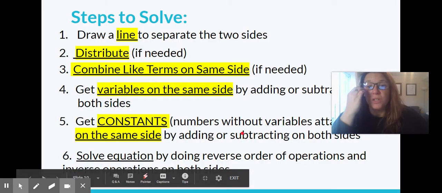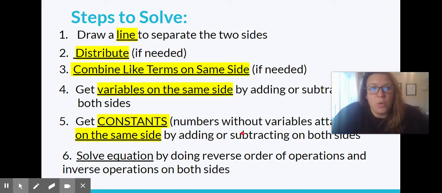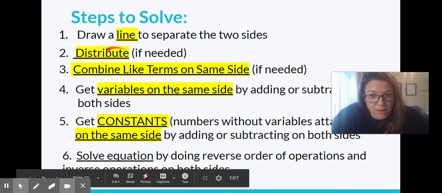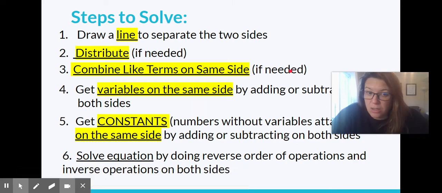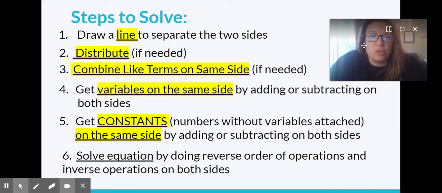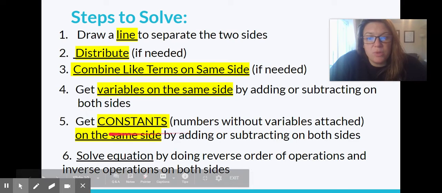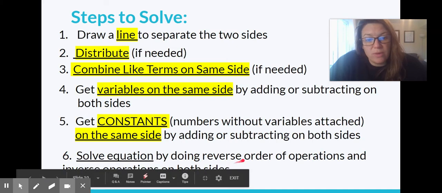Okay, these were steps to solving an equation. Draw a line, distribute property if needed, combine like terms on the same side if needed. You don't always have that step. Get variables on the same side by adding or subtracting on both sides. And then get constants, the numbers without the variables, on the same side by adding or subtracting on both sides. And then you do reverse order of operations and work backwards.